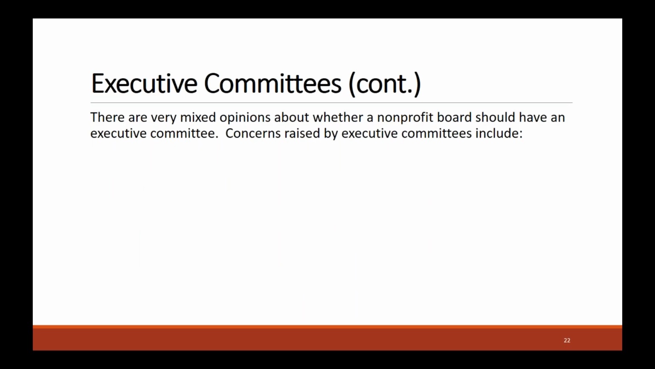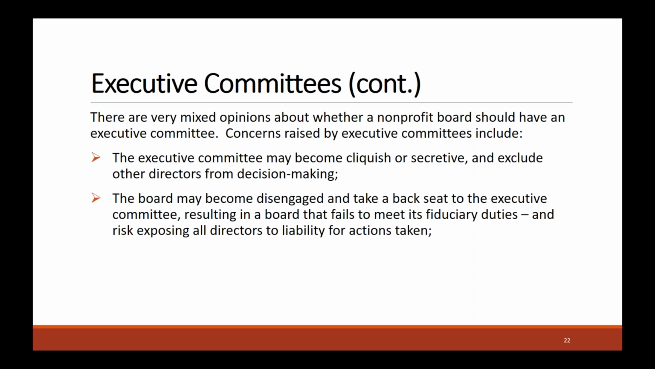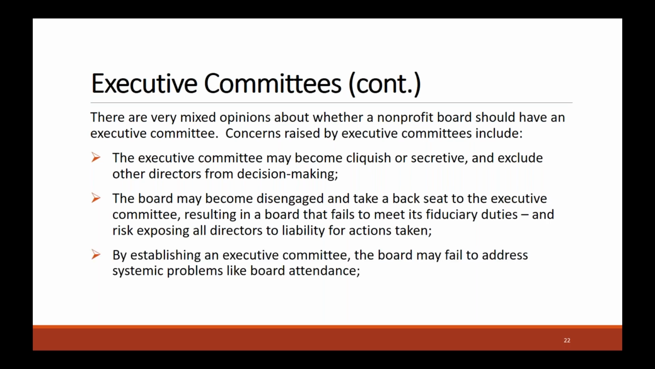But there are mixed opinions about whether a nonprofit board should have an executive committee. So some concerns that we hear about executive committees include that the executive committee may become cliquish or secretive and exclude other directors from decision making. The board may become disengaged and take a back seat. So then you get a board that's not meeting its fiduciary duties, but that still risks exposing all the directors to liability for actions taken by the executive committee.